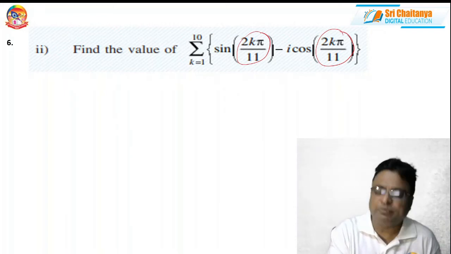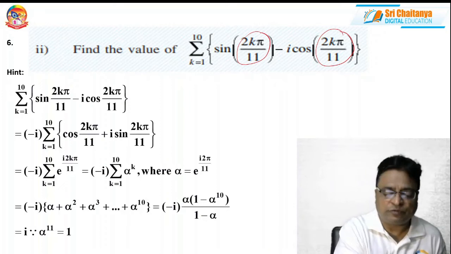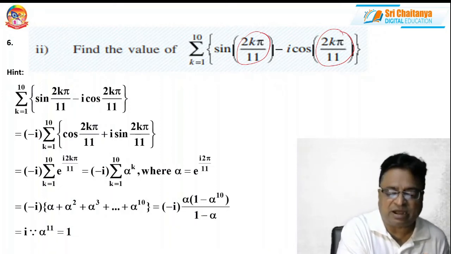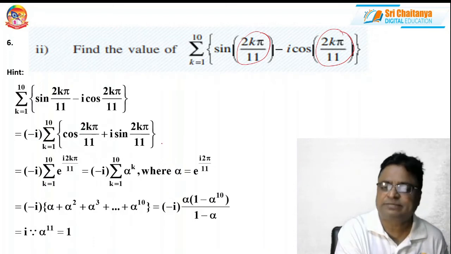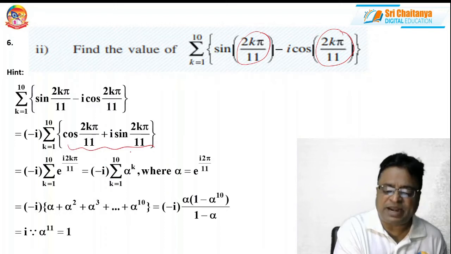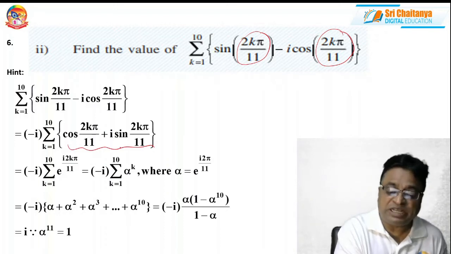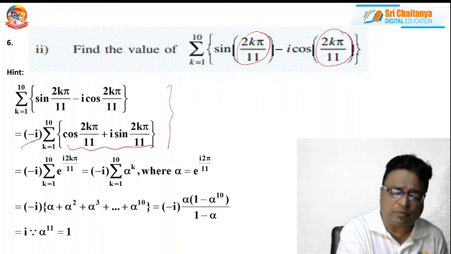So what I am doing is, see the hint. From this one, I have taken minus i common. If I have taken minus i common, automatically it becomes like this. So this term in the bracket, I can write it as e power i 2k. Please practice this step. This is the golden point.